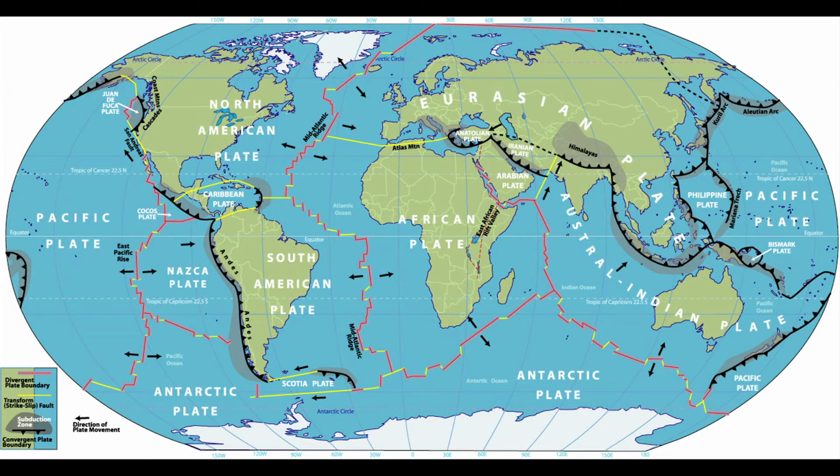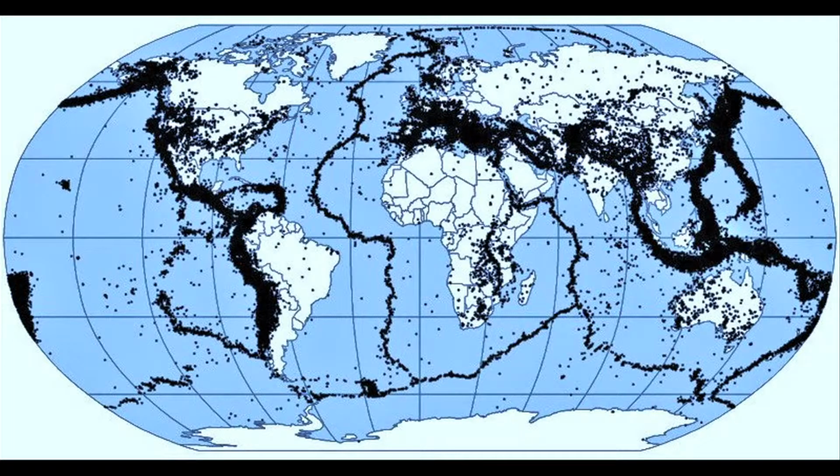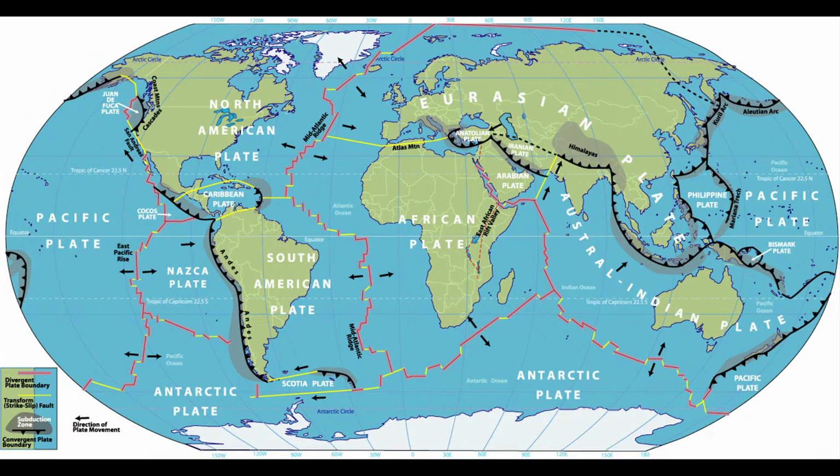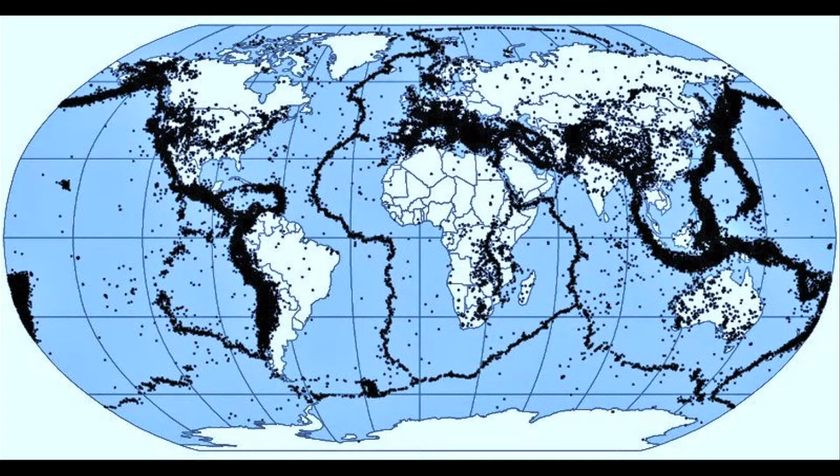Earthquakes most commonly occur near the converging edges of tectonic plates. From these two maps, we can see the map of Earth's tectonic plate boundaries, as well as areas where earthquakes have taken place.